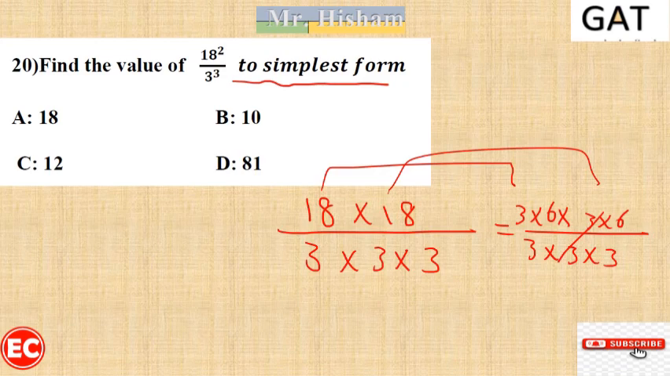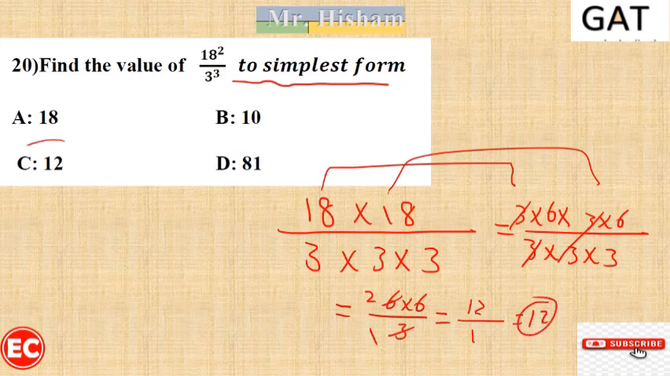By cancelling 3 and cancelling 3, so 6 by 6 divided by 3. Divided by 3 is 2. Divided by 3 is 1. So it's 12 over 1, which is equal to 12. So the right answer is C.